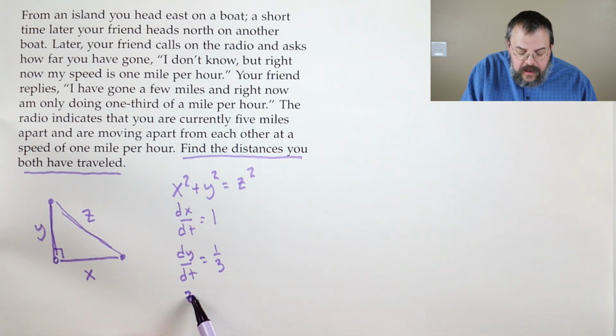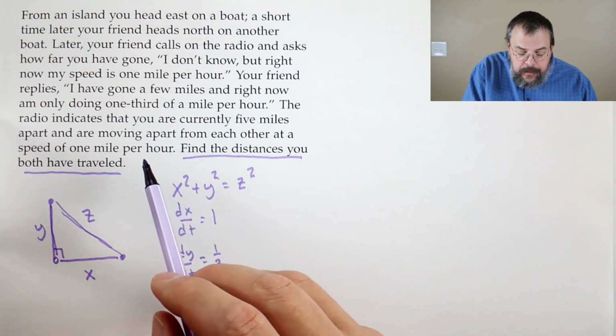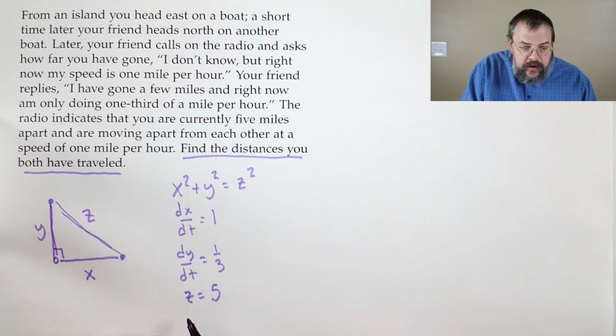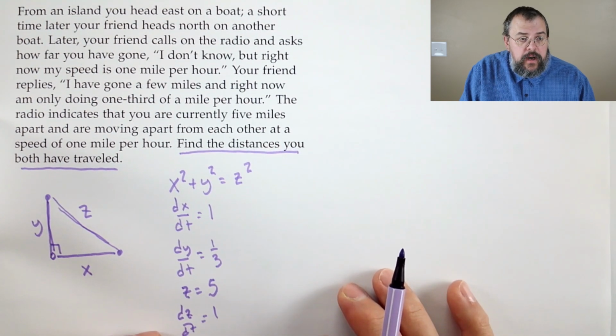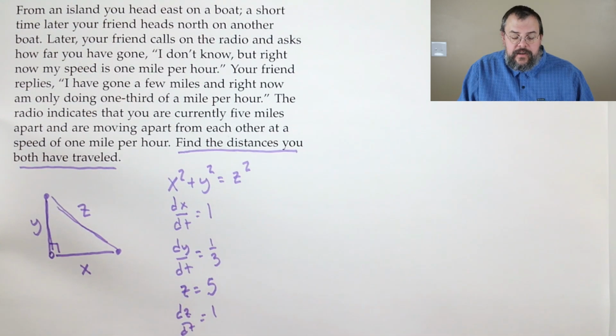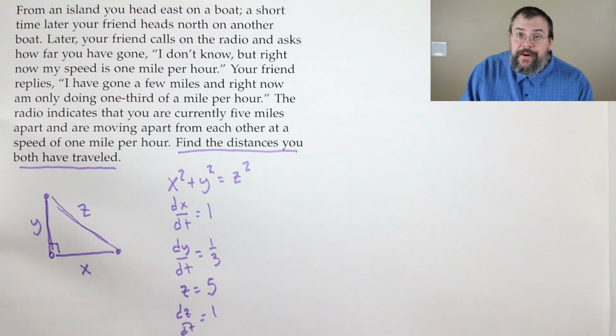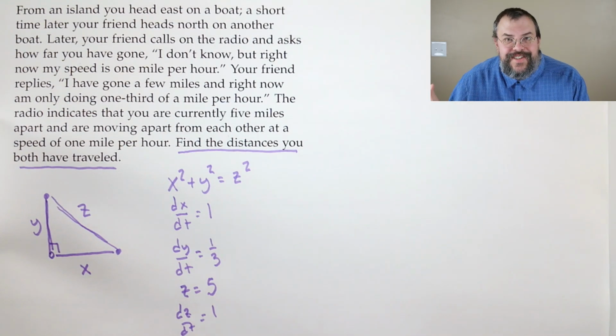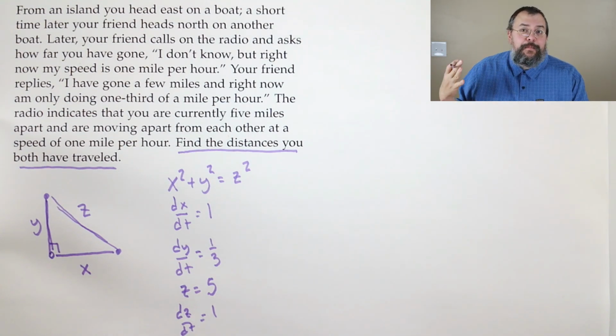So we're told z is equal to 5, and we know that we're moving apart from each other at a speed of 1 mile per hour. So dz/dt is equal to 1. All right, there we go. We got it all in. Okay, so we know all the rates. In fact, every single rate is given to us. So it's not about finding the rates.